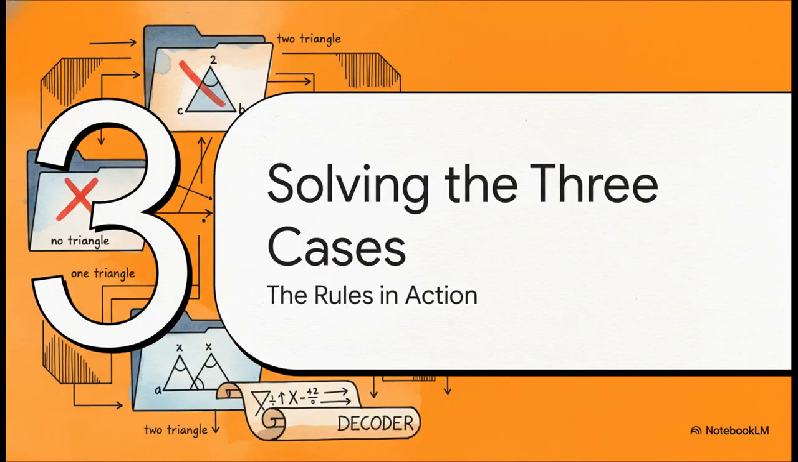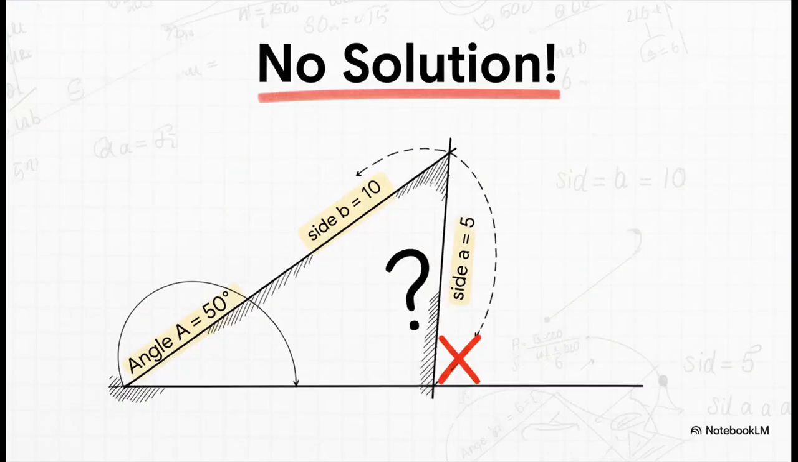All right, theory's great, but let's see this stuff in action. We're going to open up 3 different case files, one for each possibility. No triangle, 1 triangle, and the big one, 2 triangles. Let's put our decoder to the test. First up, the no solution case. So here are our givens.